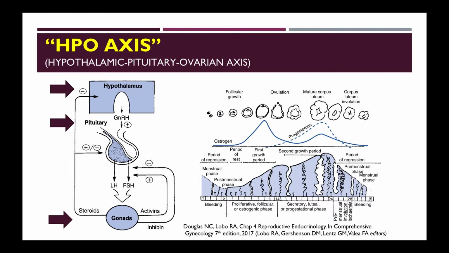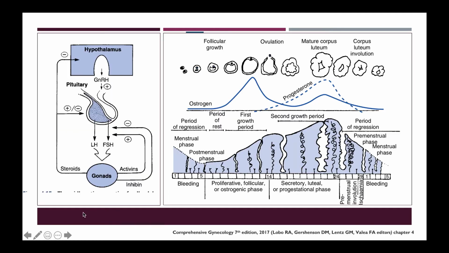This also includes the participation of some organs outside of this HPO axis, particularly the uterus. The proper functioning of the HPO axis is crucial in instigating the orderly sequential events in the menstrual cycle, such as folliculogenesis, ovulation, formation of the corpus luteum, and eventually endometrial shedding or menstruation. When we talk about the HPO axis, it is very important that we understand the negative feedback loop and the positive feedback loop.